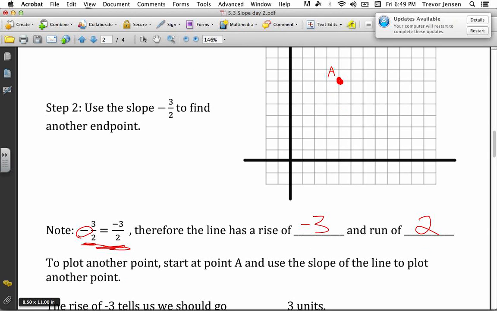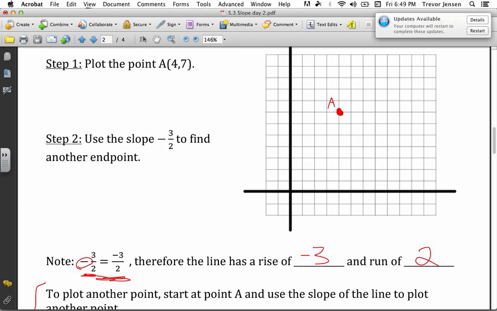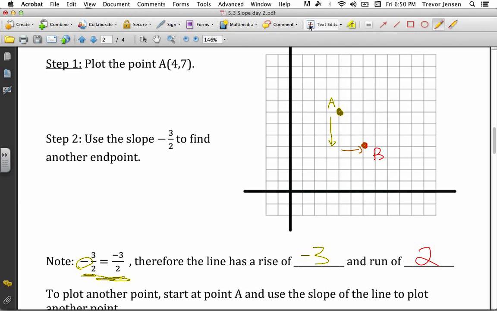So to plot another point, start at point A and use the slope of the line to plot another point. So starting at A, I know this line has a rise of -3, so that means go down 3. So I'm going to go down 3, down 1, 2, 3, and then it has a run of 2. I know that means go to the right 2, so 1, 2, and I'm going to plot a point right there, and that's my new point. I'll call that point B.